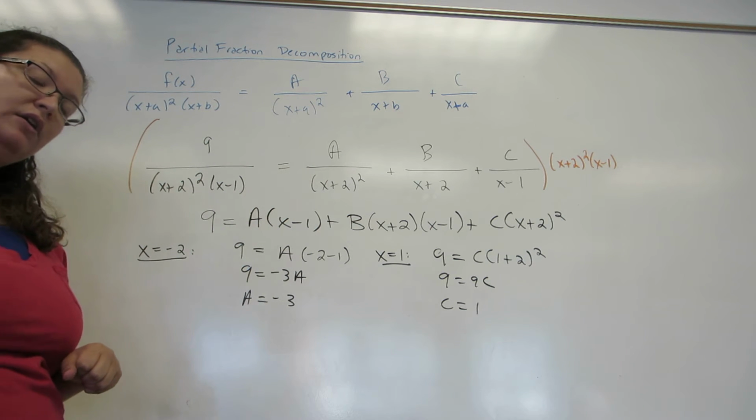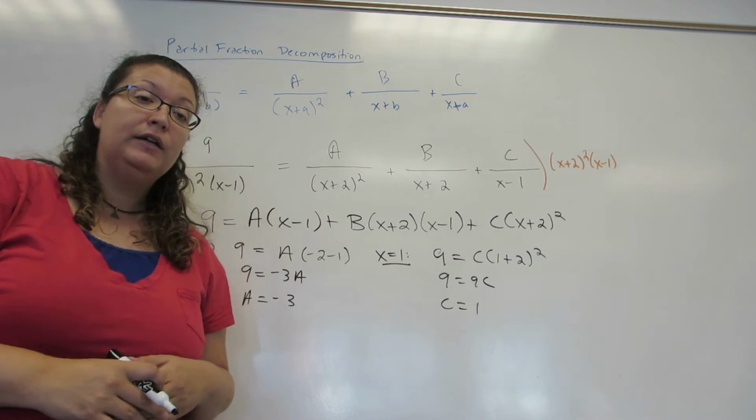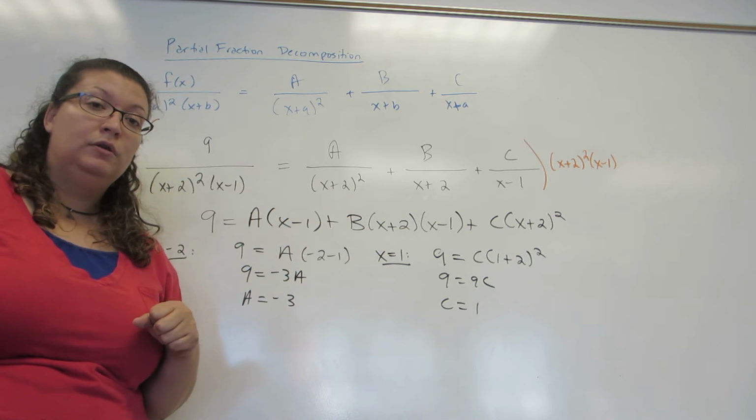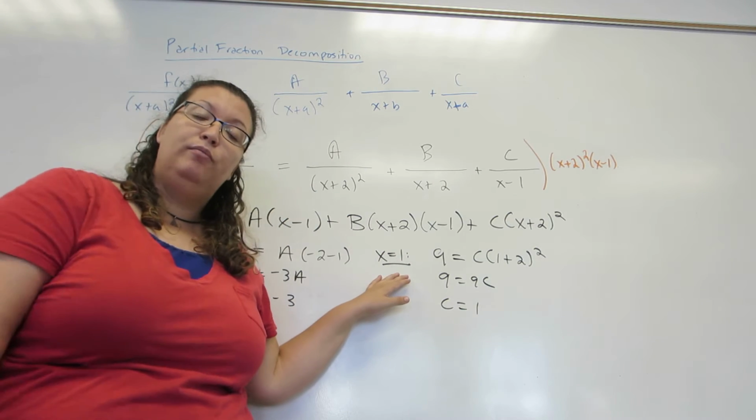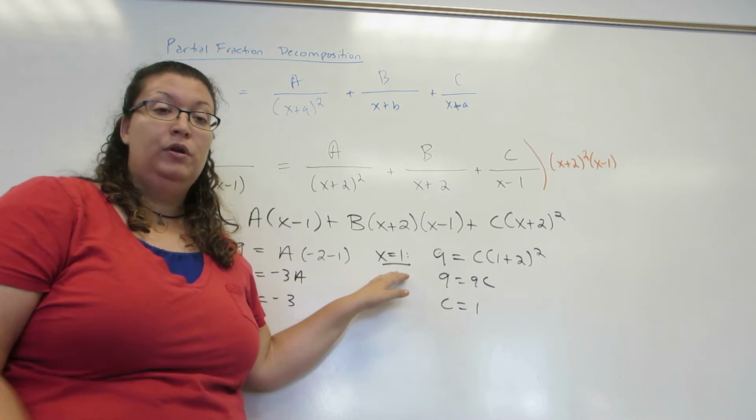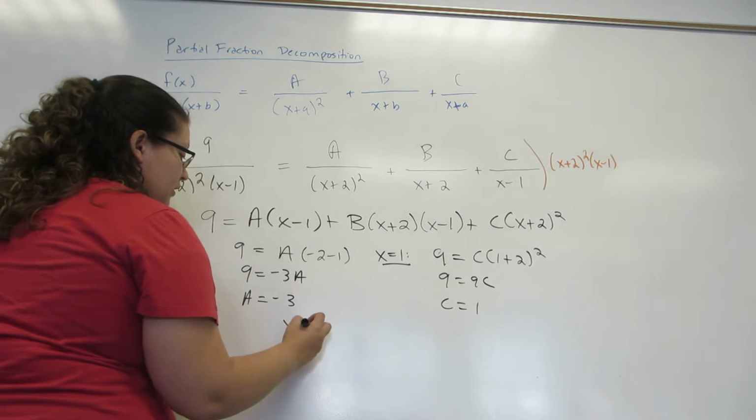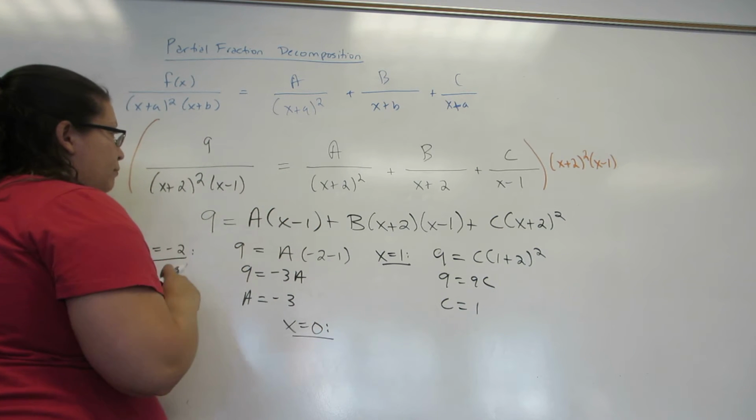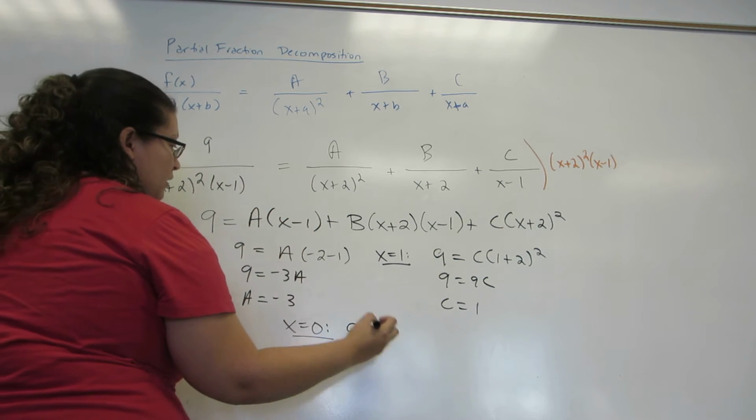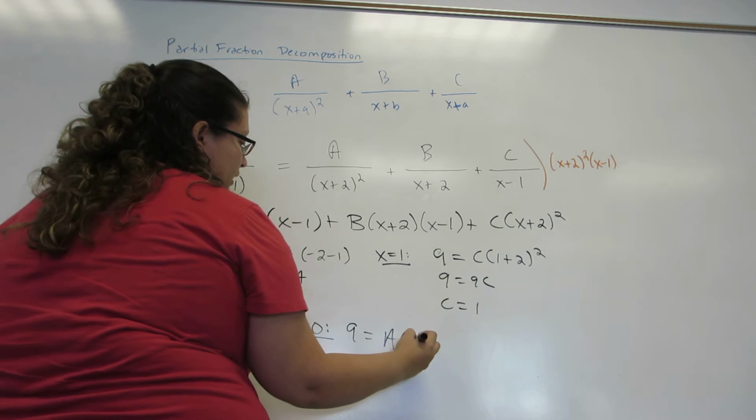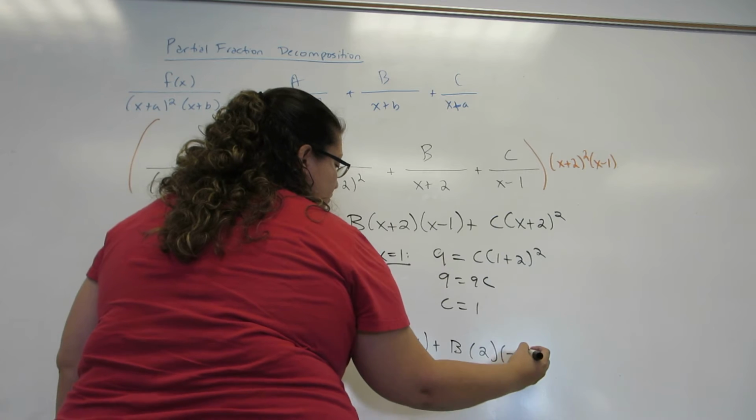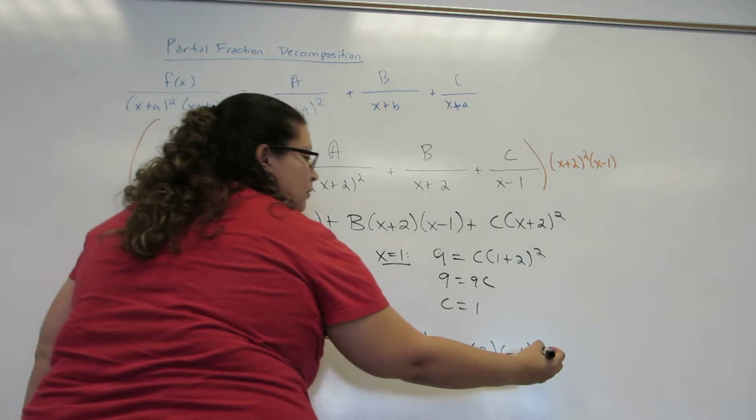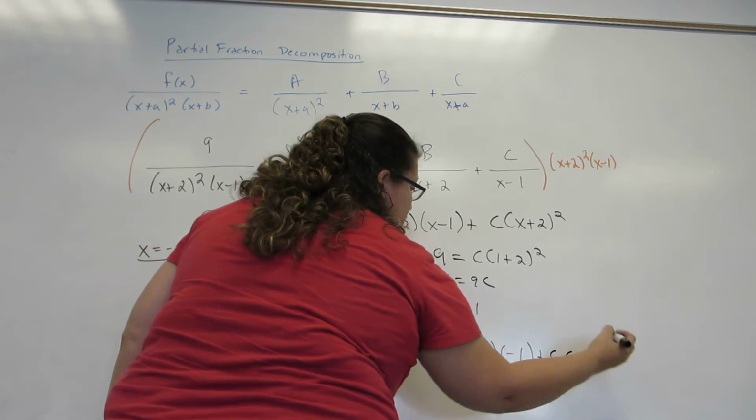So at this point, you just pick a random number for x that you have not already used. Now, I used negative 2 and 1. The next easiest number to plug in for x is x equals 0. So I'm going to plug in x equals 0 to be able to get B. I get 9 equals A times (−1) plus B times 2 times (−1) plus C times 2².